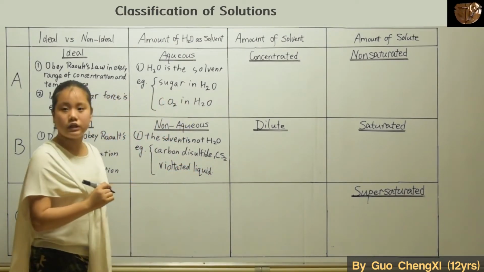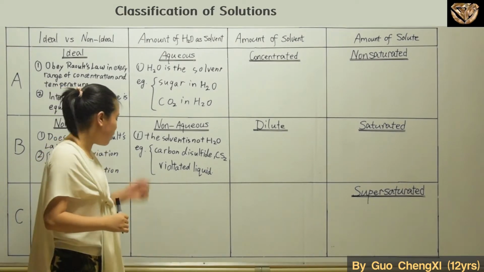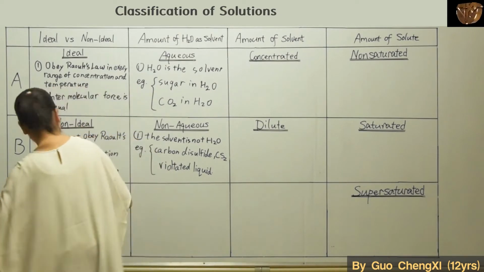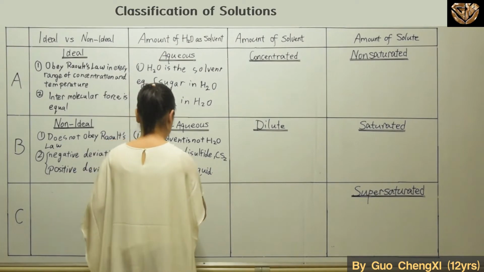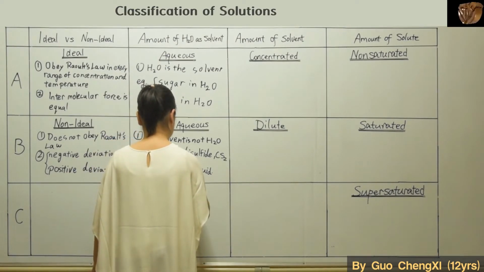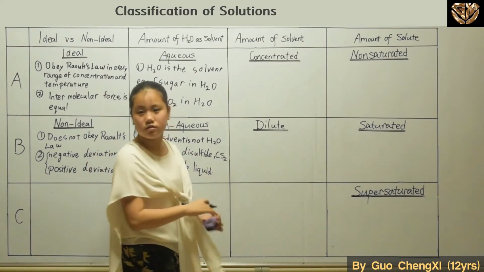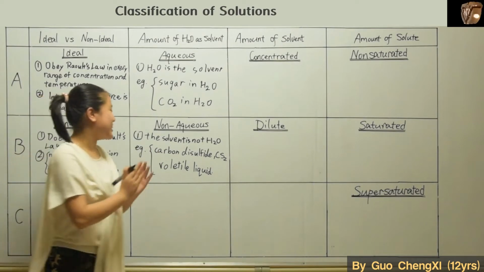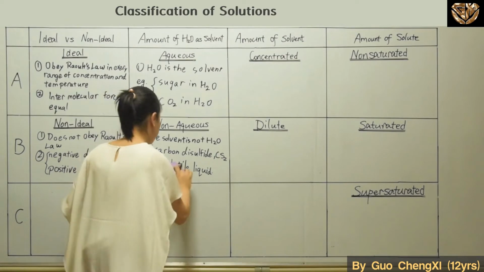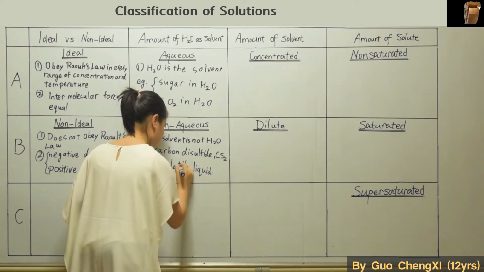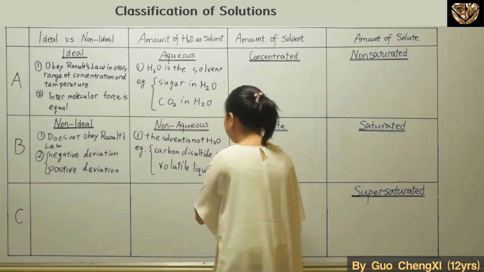So, it is CS2 and the volatile liquid. Oh, I mean volatile, sorry. So, volatile liquid. Sorry for the spelling mistake.